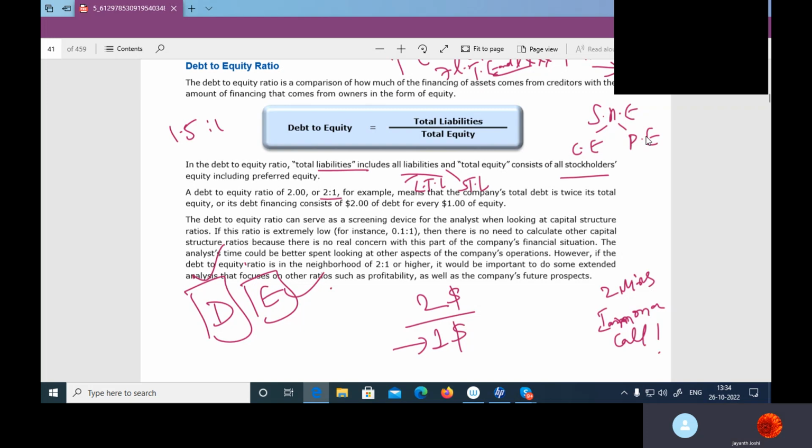Correct. That means you have to borrow, of course, and you can easily borrow from the market. Banks are available for you. You can raise funds by issuing bonds to the public. There are various other ways to borrow.